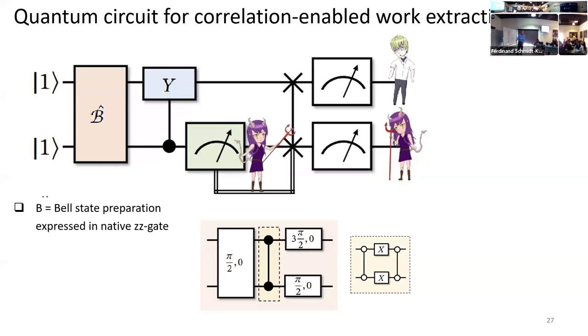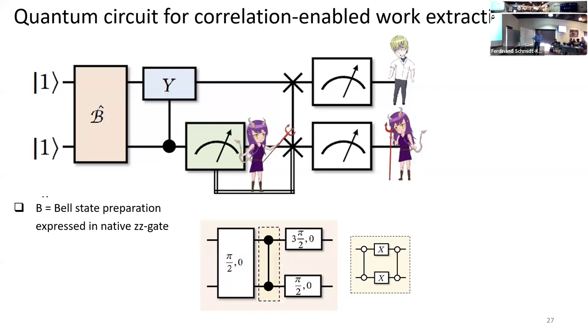Okay, so first they get a Bell state. And this block here is expressed in the native gate set. It's single-bit operations, ZZ gates, an X rotation and so on. So this block is a long sequence of laser pulses, okay?